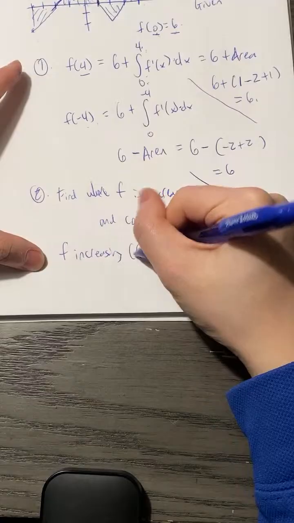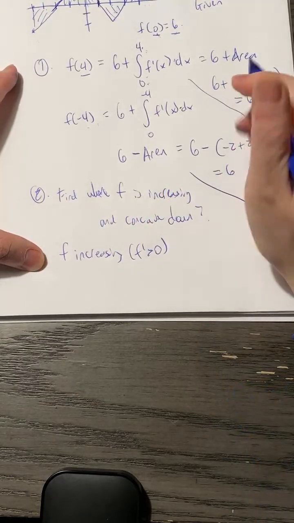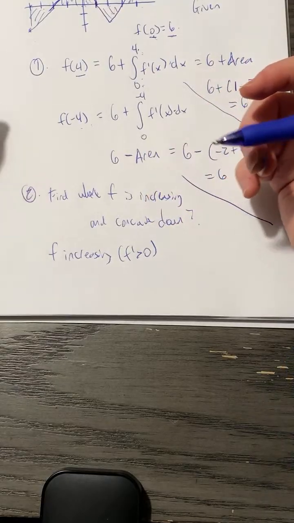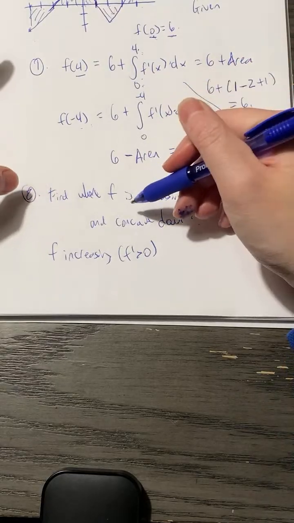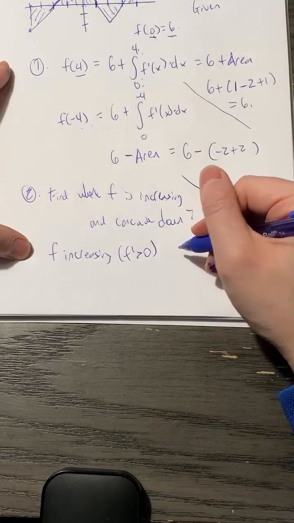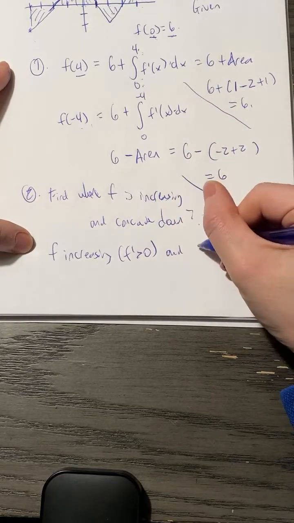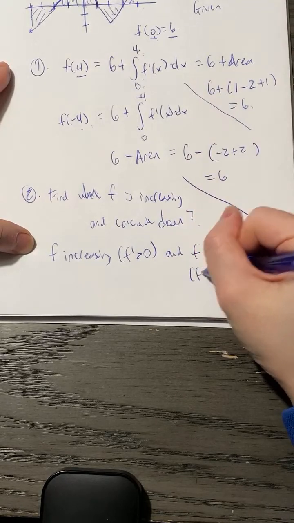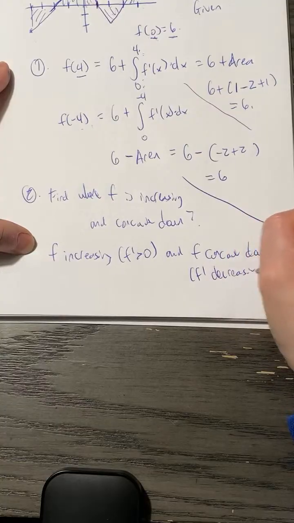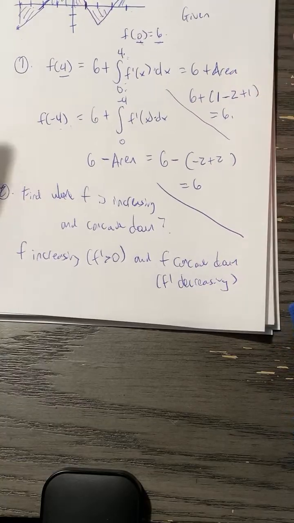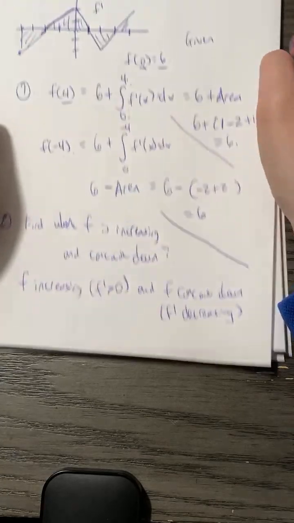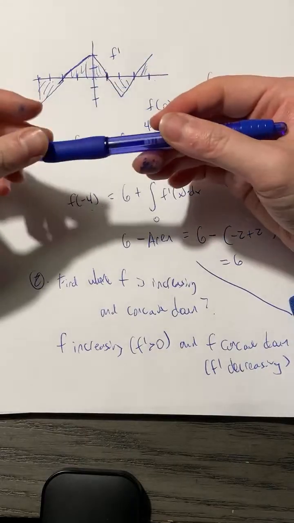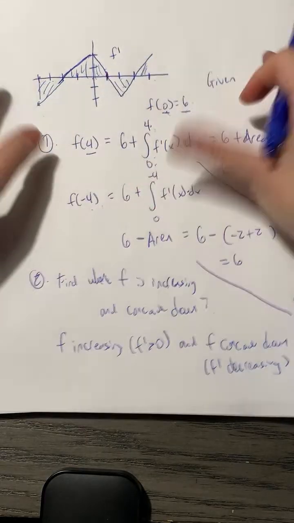F is increasing when f prime is positive. That's one rule. And then keep in mind that this is a simultaneous question. You're trying to find where it is simultaneously increasing and concave down. So f is increasing when f prime is positive, and f is concave down when f prime is decreasing. There is another rule that says f is concave down when f double prime is negative, but because we're given a graph of f prime, I like to refer to f prime as much as possible, which is why we're going to do the f prime decreasing rule instead.